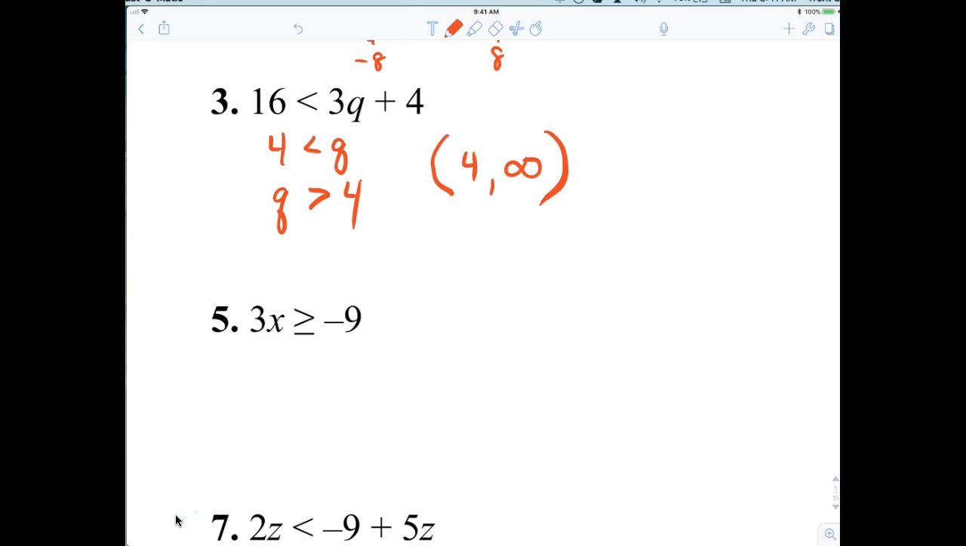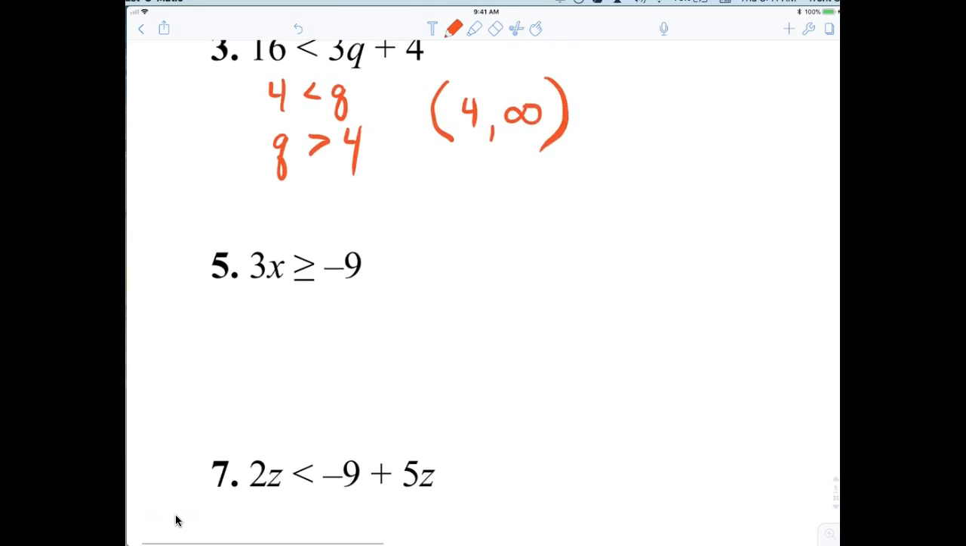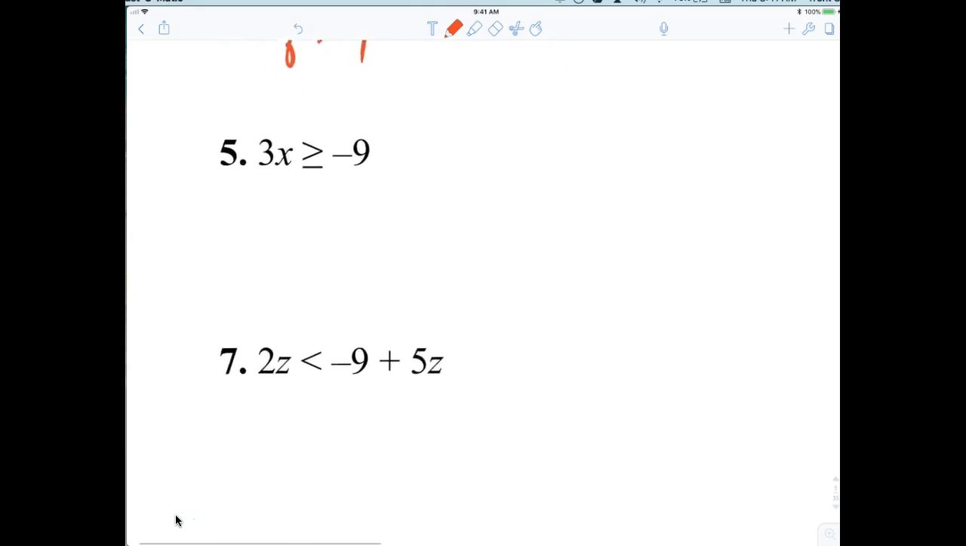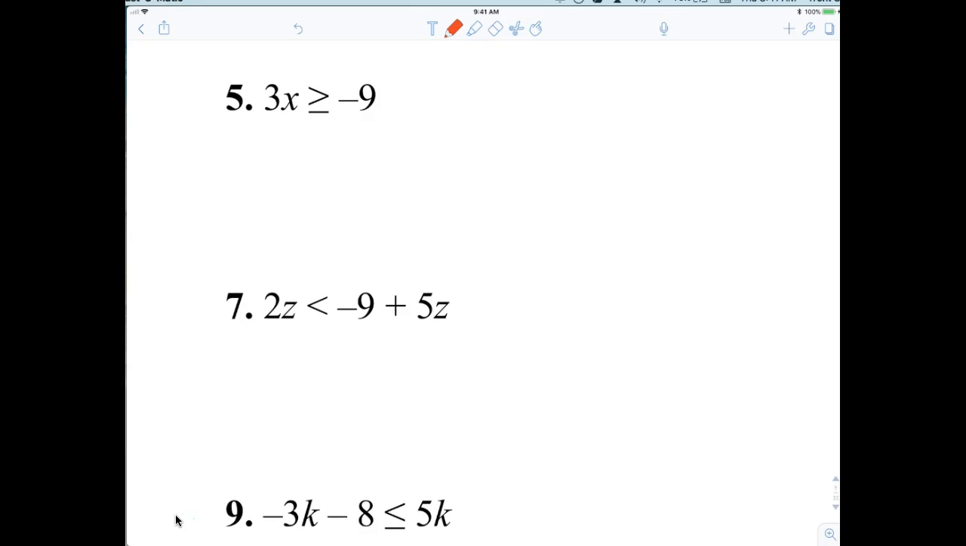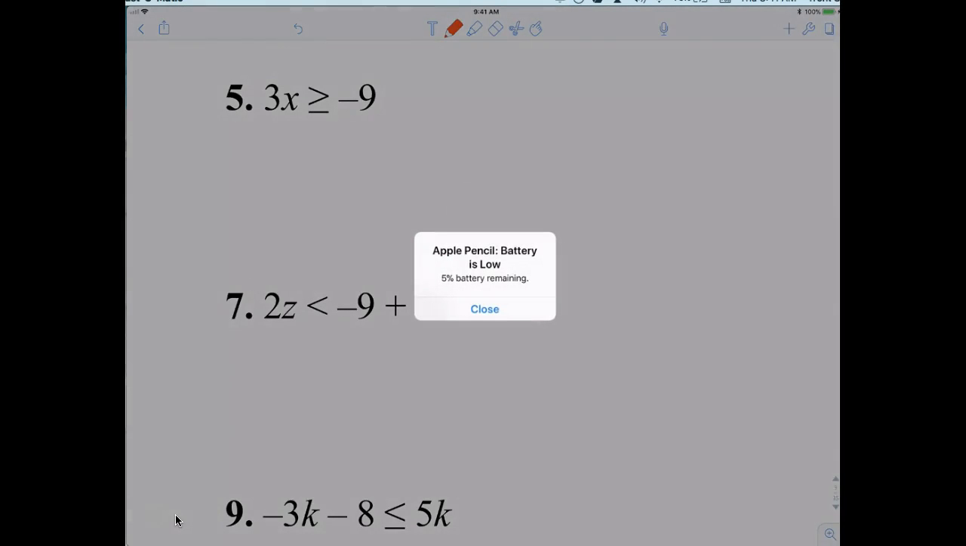Hold on. What would you like me to do? Switch the inequality sign. Because why? Because you're, oh no, it's only by a negative. Yes, right? You have to multiply or divide by a negative to change the sign. Only. So look at number 5. Do I switch the sign on number 5? No, because you're dividing by 3, you're not dividing by a negative.